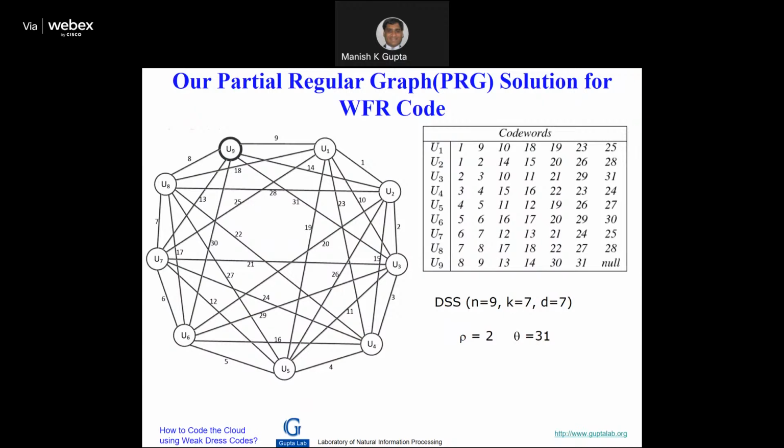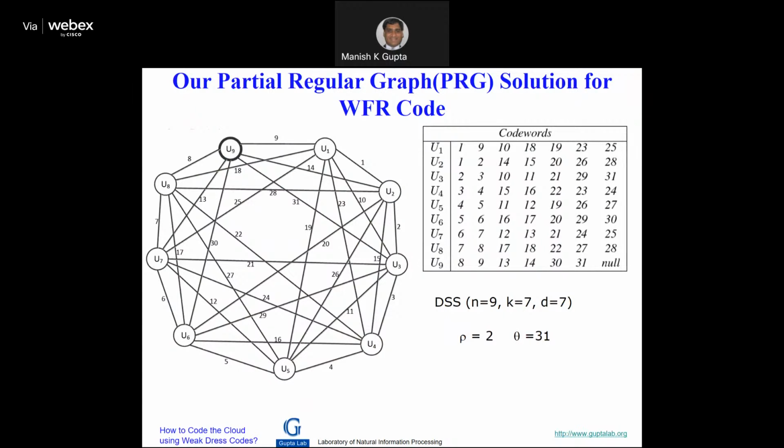For example, this is degree how much? 1, 2, 3, 4, 5, 6, 7. 1, 2, 3, 4, 5, 6, 7. Each vertex is degree 7 except U9. U9 is 1, 2, 3, 4, 5, 6. Degree 6 only. U9 has only 6 packets. One is null packet. I mean, you are only using 6 packets. So this kind of construction also provided a solution.